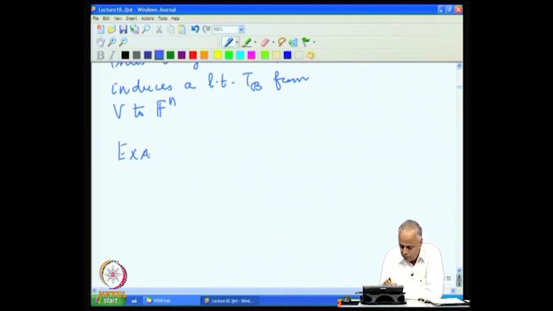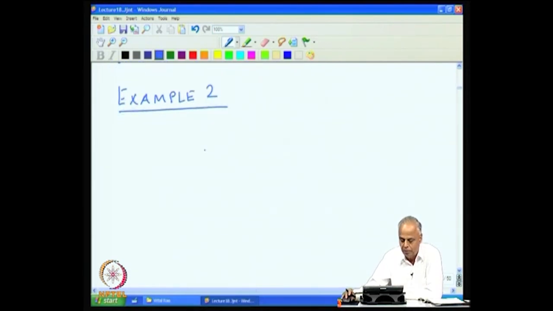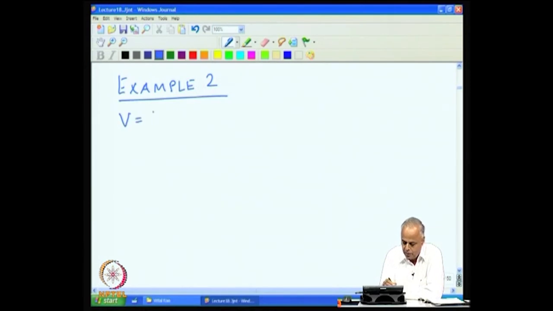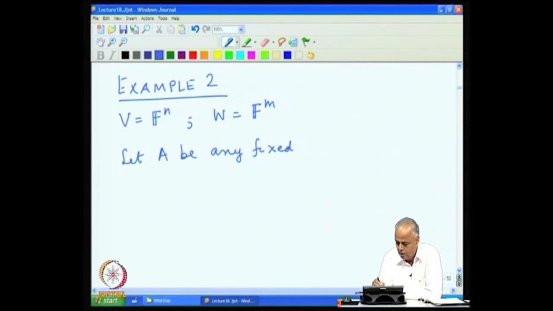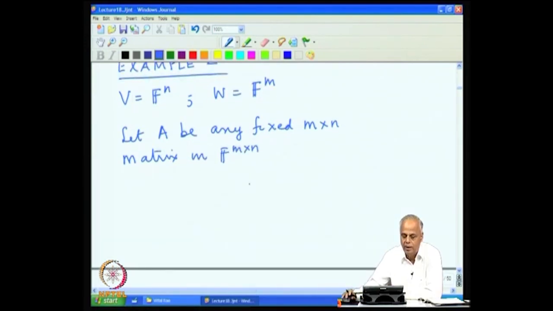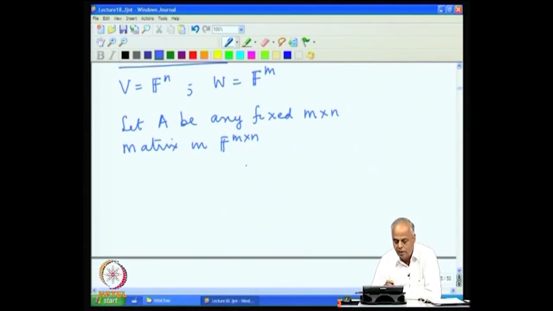The second example we will look at is a very important example from the point of view of the various questions that we raised in the beginning of the course about linear systems of equations. So, we take V to be the vector space Fn, where F is a field, and W to be the vector space Fm, where n and m are positive integers. Then let A be any fixed m by n matrix in F^(m×n). So, take any fixed m by n matrix over F, consider the vector spaces Fn and Fm.